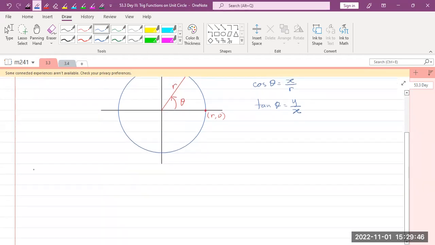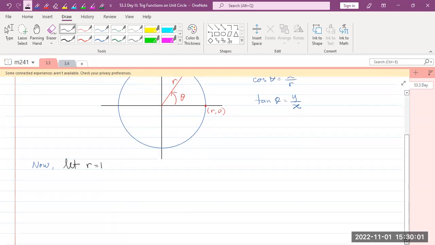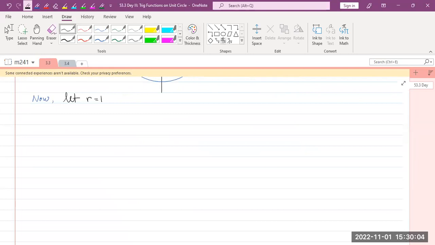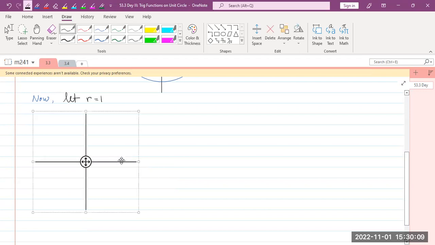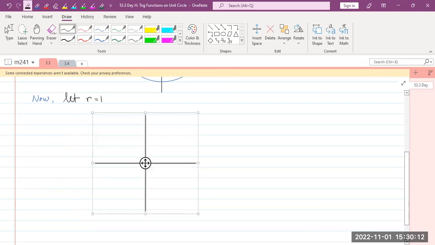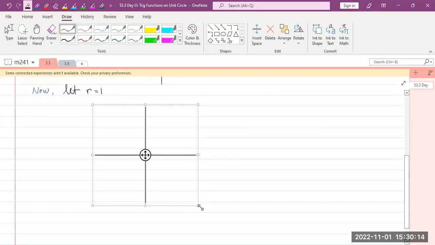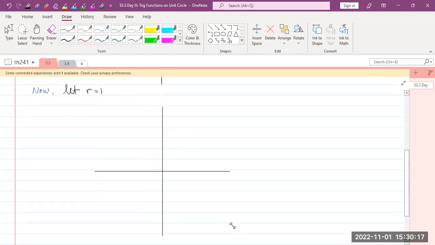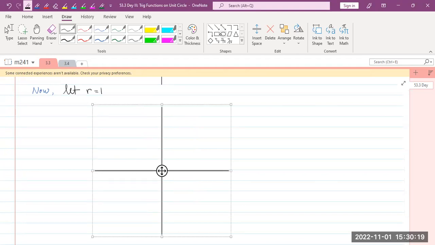is we now let the radius become 1. Suddenly we have some magic happen. What kind of magic? The following. We have a unit circle. So I start with a unit circle again. Let me make it big enough. Let's say I have a unit circle, but this time my unit circle is a big circle.